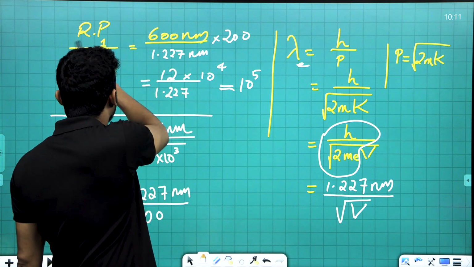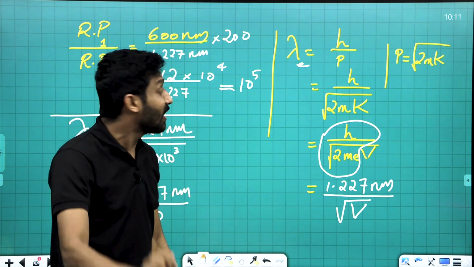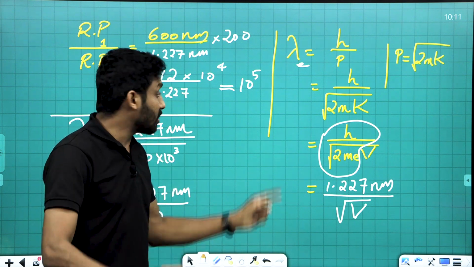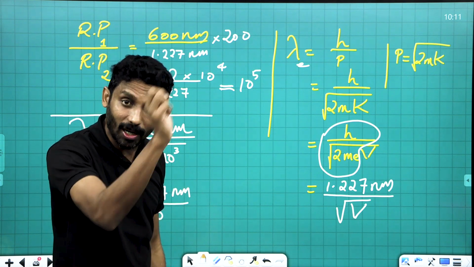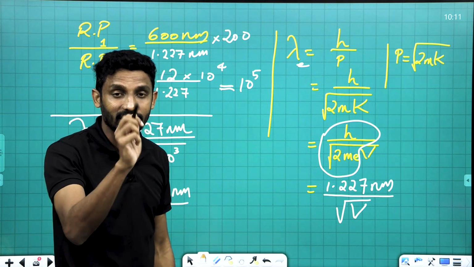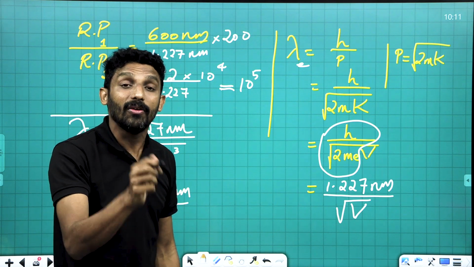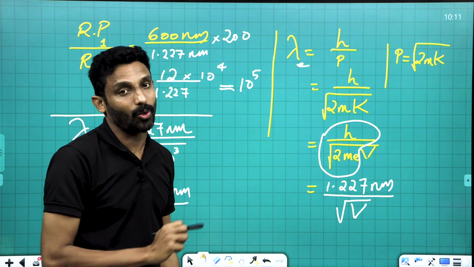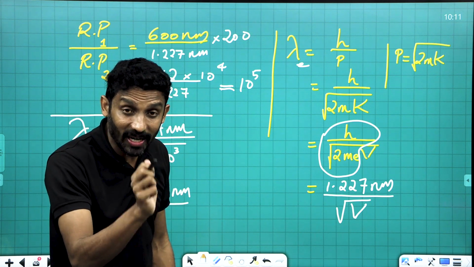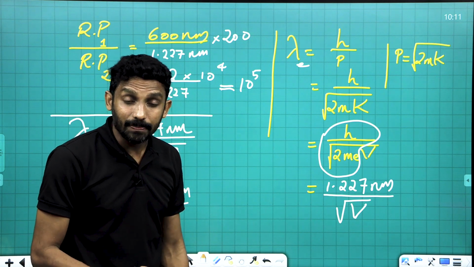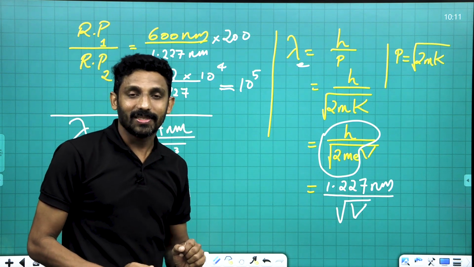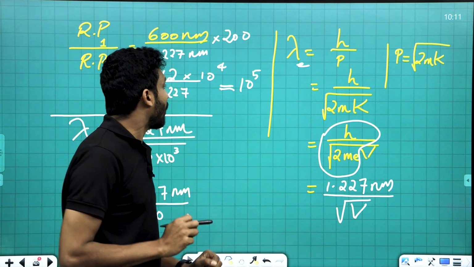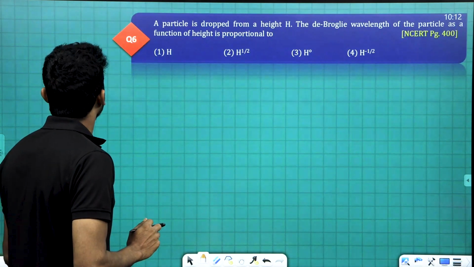The resolving power of the electron microscope is 1 lakh times, this is 1 lakh, 1 lakh times greater than the resolving power of the optical microscope. That is the greatest advantage of the discovery of the wave nature of electron. By using the electron microscope, we can investigate the internal parts of cells, etc. Okay? Clear? Yeah. Moving to the next question, number 6.